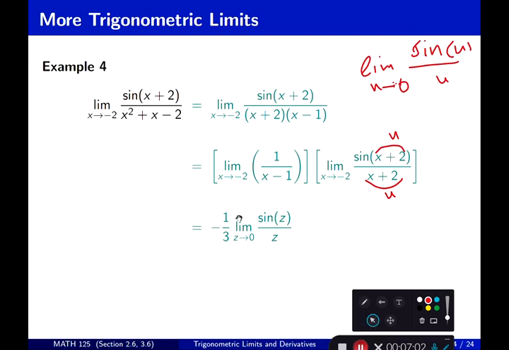So after substitution, this part becomes -1/3, and this part becomes limit as z approaches 0 of sine of z over z, and then that is going to be -1/3.